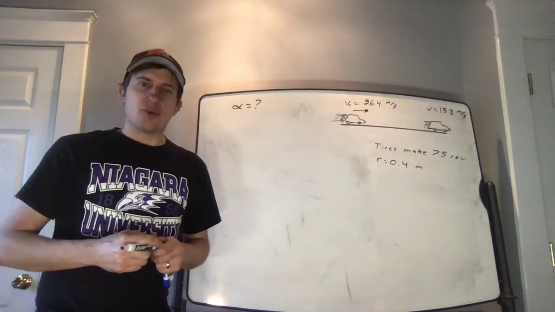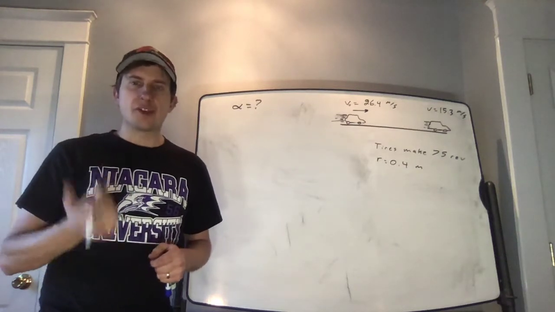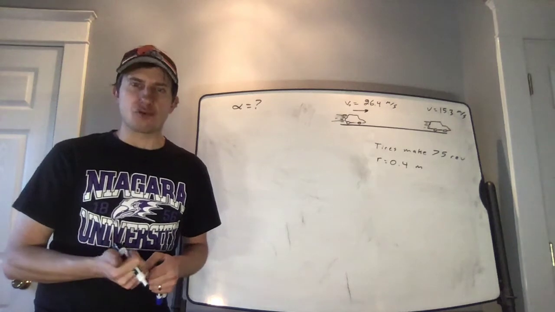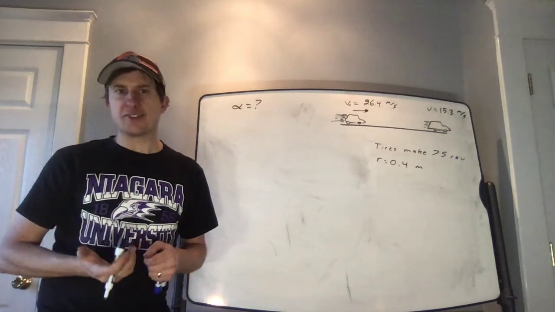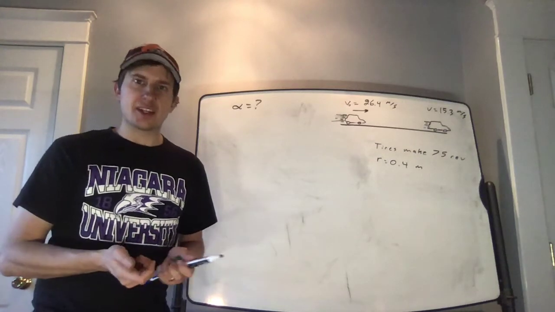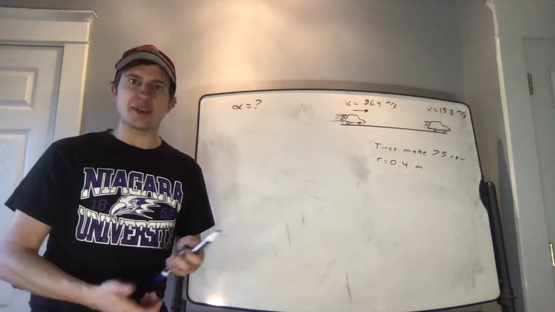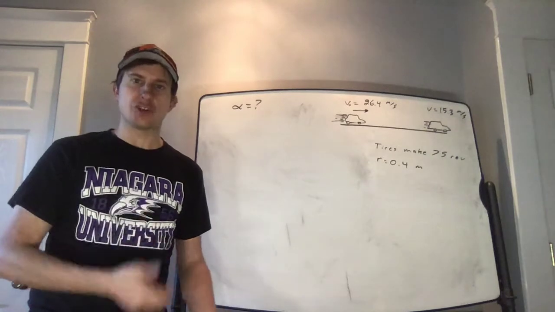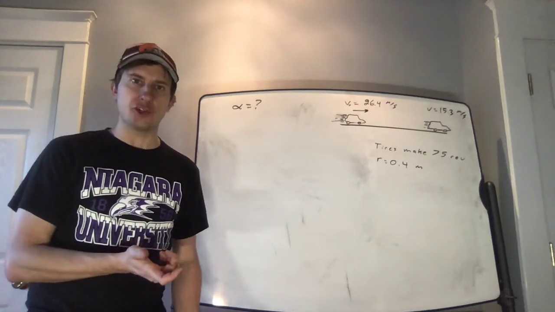In the next example problem, we're given that a car is driving along the road, the driver hits the brake, and over some amount of distance that we're not given, the car will decelerate. During this deceleration, the tires spin 75 times around. So the tires make 75 complete revolutions.